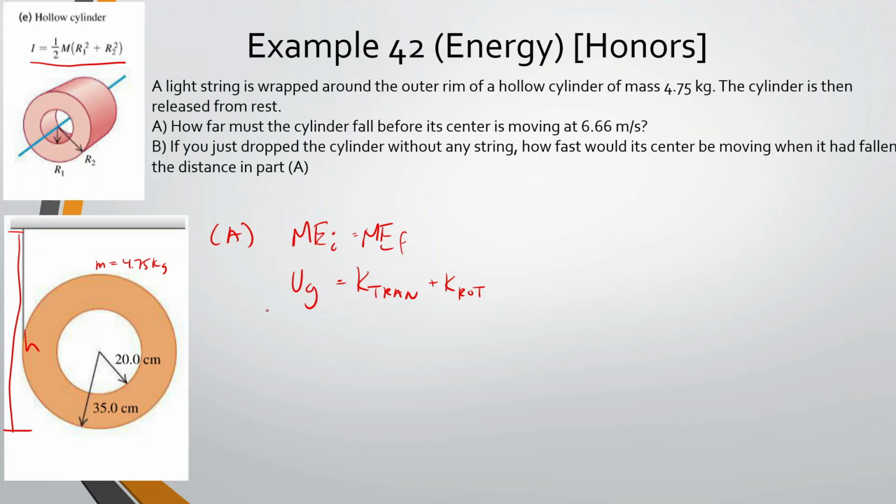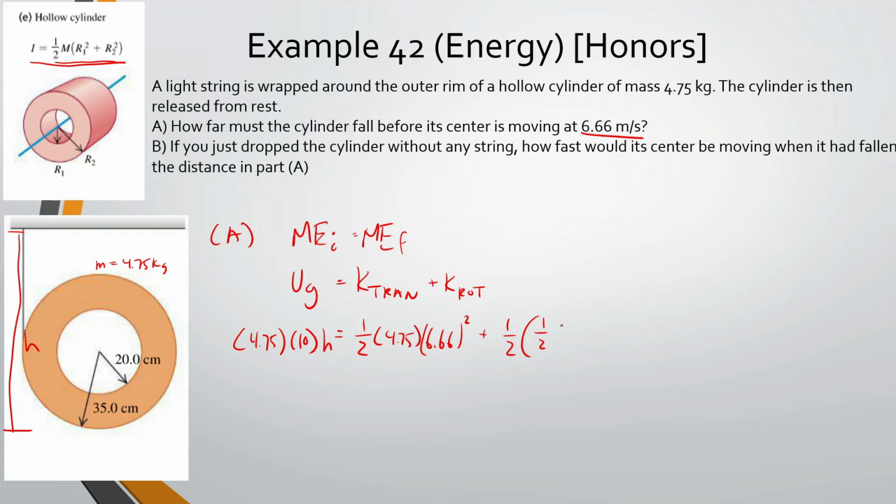So we're going to do mass, which is 4.75, gravity, which is 10, height, which is what we're looking for, equal to 1/2 mass 4.75 v squared. We want it to be going 6.66 meters per second, so 6.66 squared. Plus 1/2. Okay, so this is going to be a little bit interesting now. So we have this inertia.